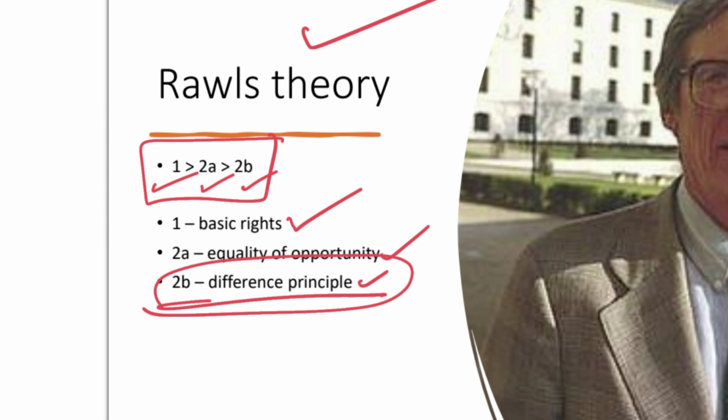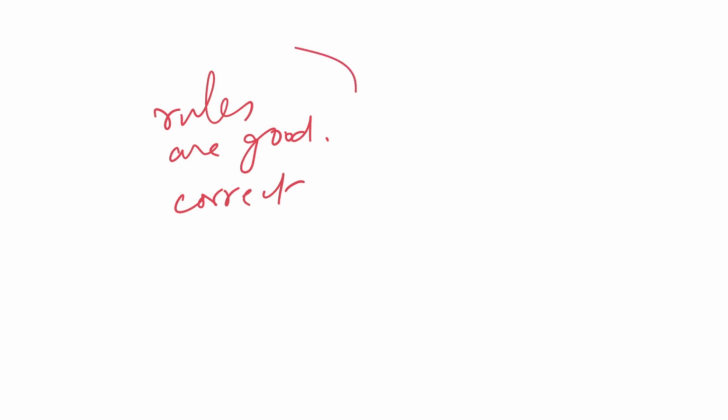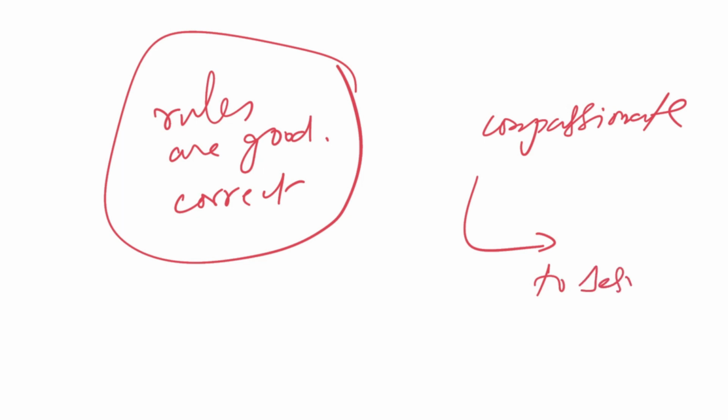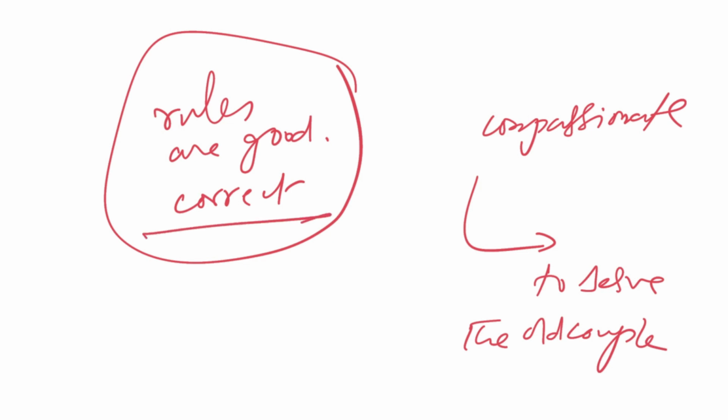So, what does this mean? It means that it is not that rules are good, they are correct, but the officer should be compassionate to serve the old couple. Rules are good and correct, but one should be compassionate to serve the old couple is a wrong way to think.